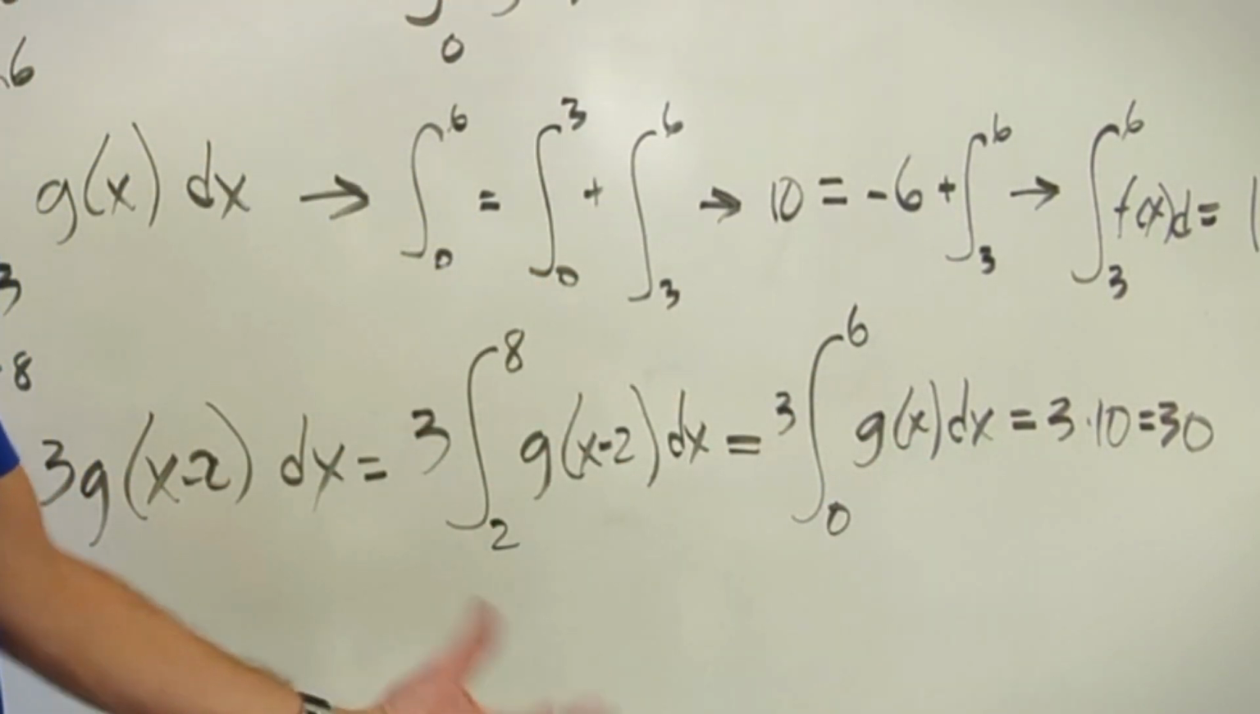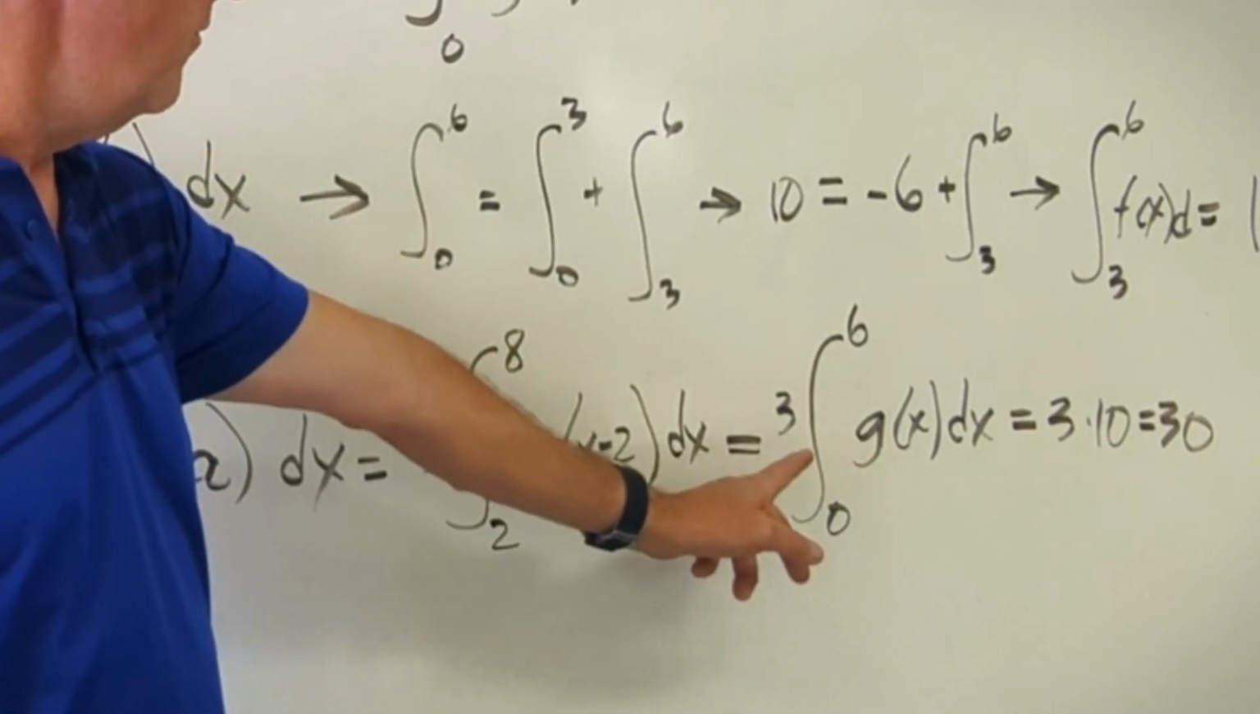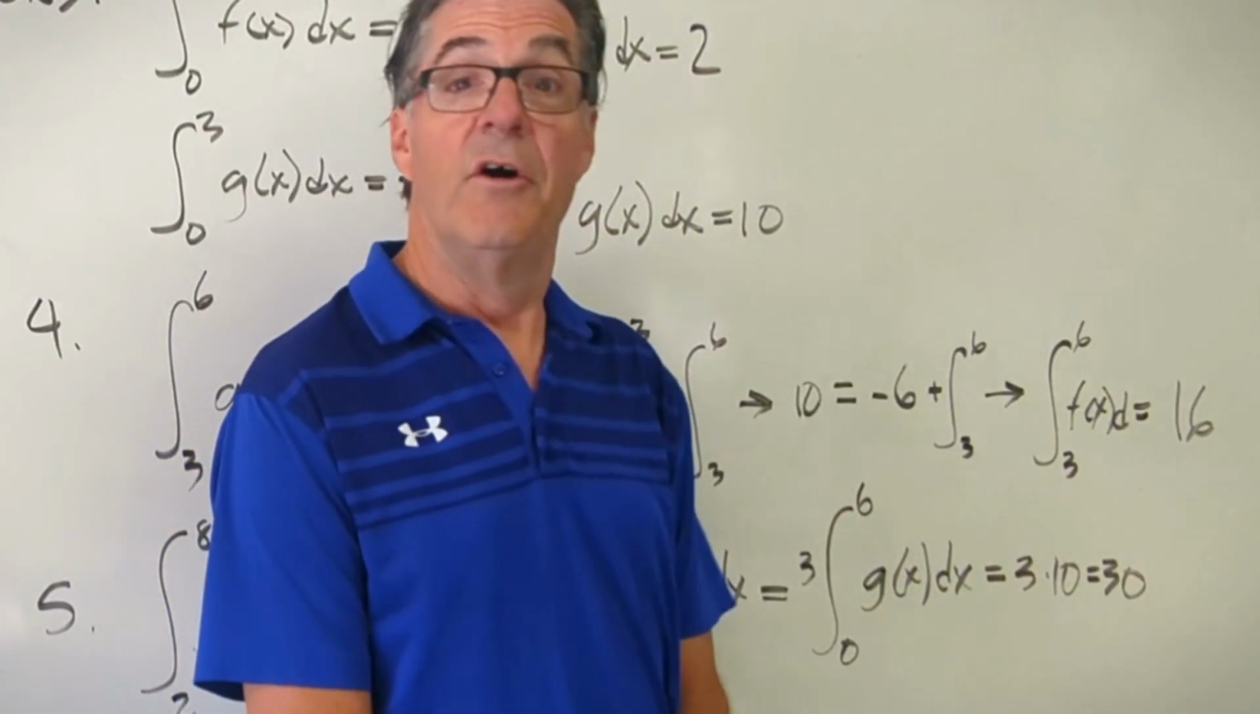So now we can do that. We know what this is. That's 10. And we have our 3 out here. So it's 3 times 10, or 30.